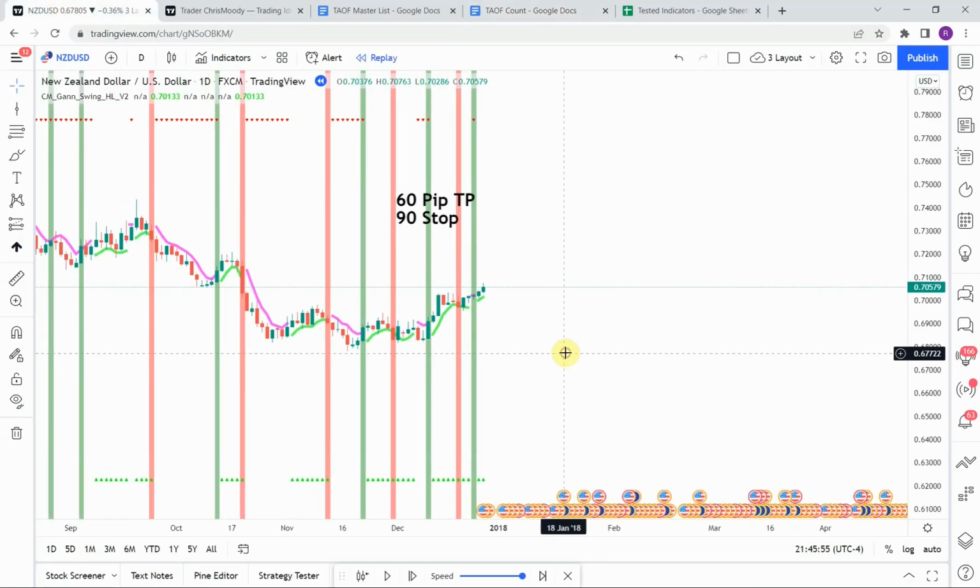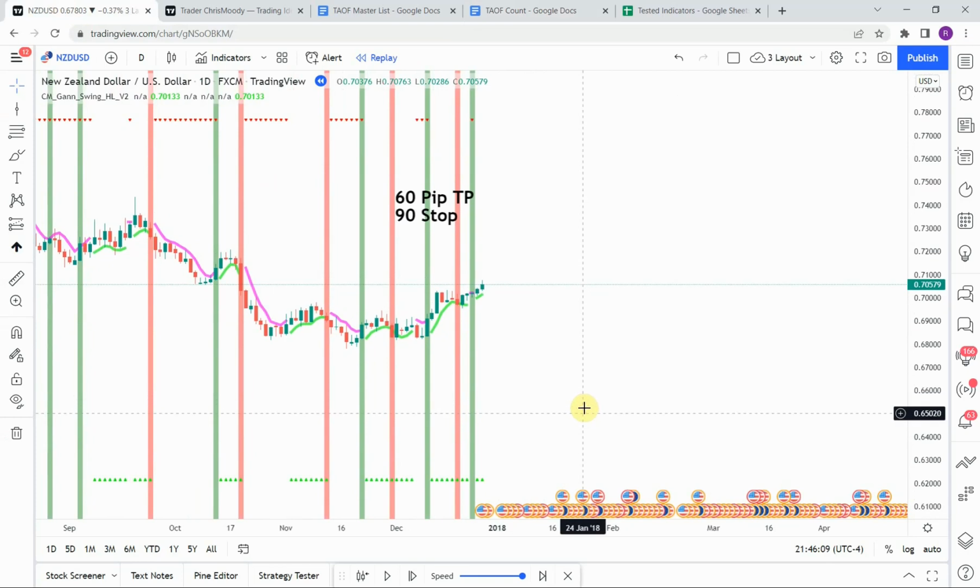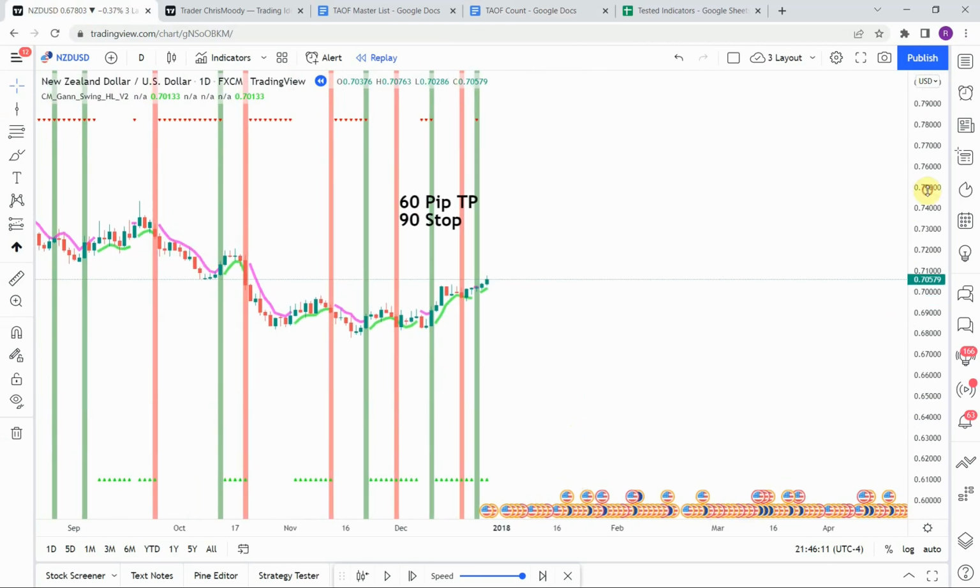Alright, so today's indicator is the CM Gann Swing HLV2 indicator. Quite a mouthful for the name of the indicator there, and you can see it here on screen. So the initial setup of this is relatively easy.